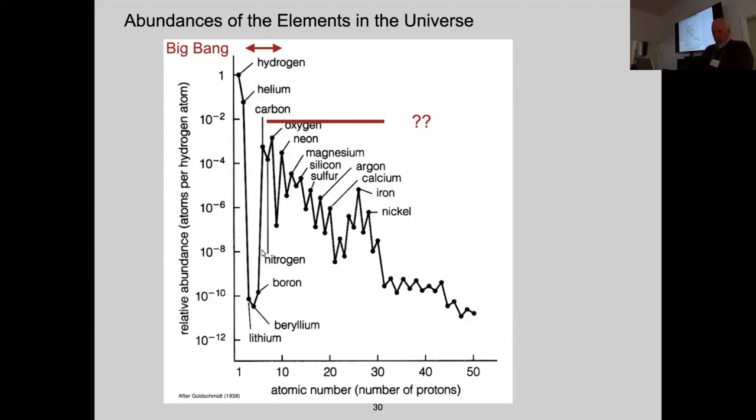Deuterium is not shown here, but that's the reason for this iron peak, and we'll explain that a little bit more. So that's our next job, to try to explain that. Where did all these come from?